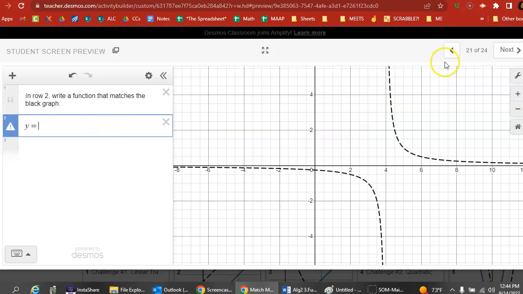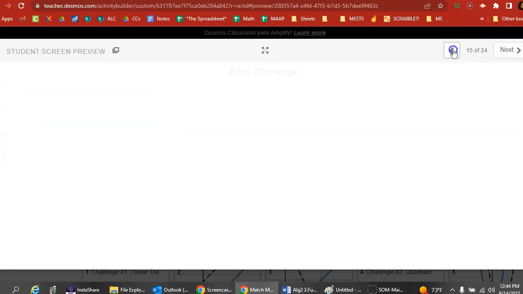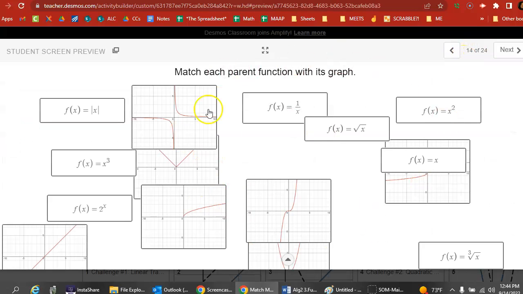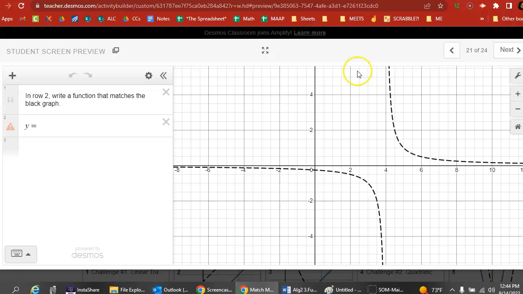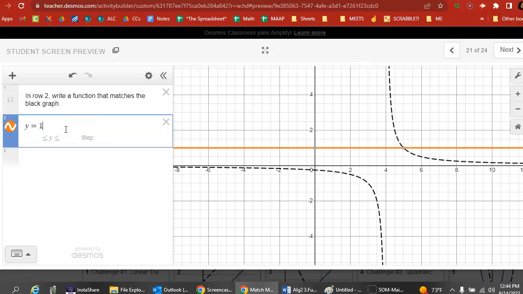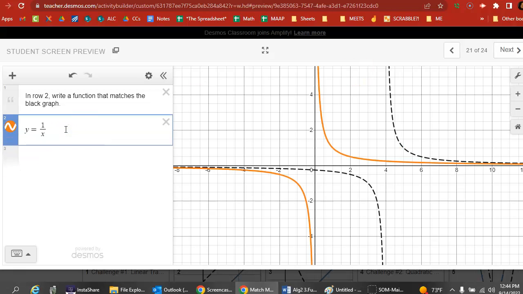So you can go back to the matching here if you need to see what parent functions give you what shape, okay? So I know that this is the reciprocal, also known as the inverse function, 1 over x. I can see the right shape, but I need to translate it. I need to slide it, and it doesn't look like a vertical translation. It looks like a horizontal translation. So I need to slide this probably 4 units to the right.